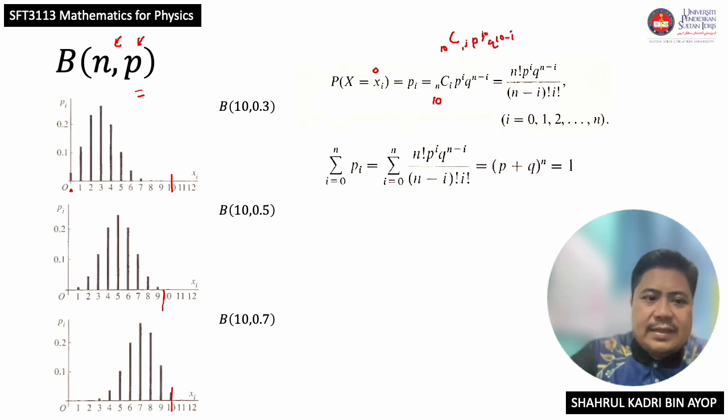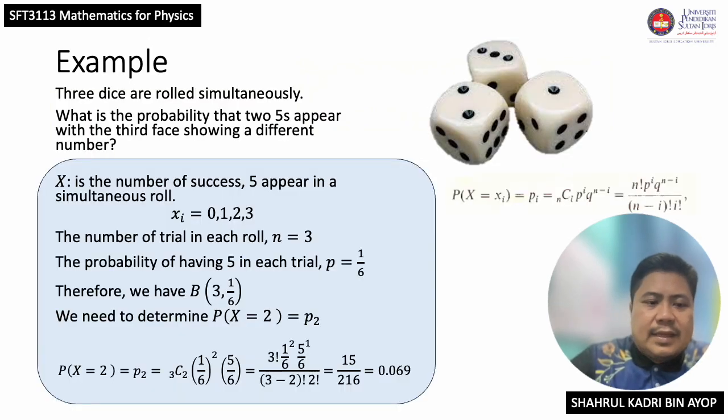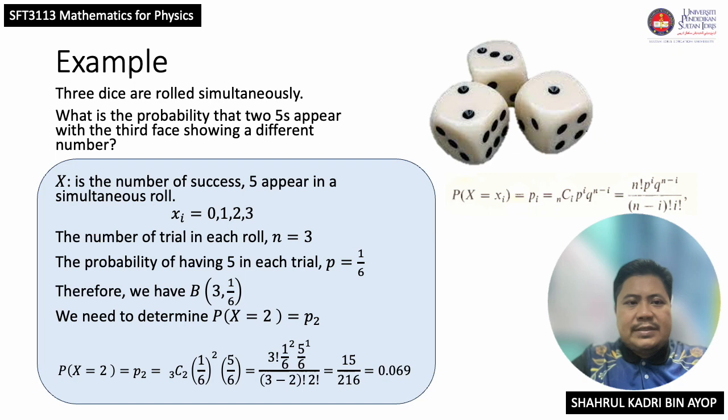So let's look at the example. In this example, 3 dice are rolled simultaneously. What is the probability that 5 appears with the third face showing a different number? Suppose we define the random variable x as the number of successes, so 5 appears in a simultaneous roll. It can appear in 3 rolls. It can appear none, once, twice, or three times.